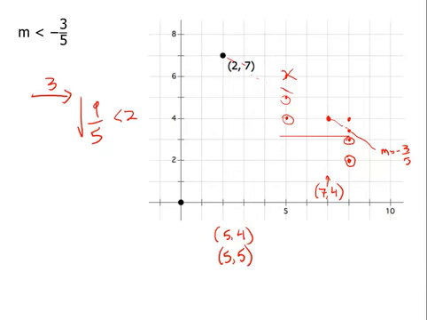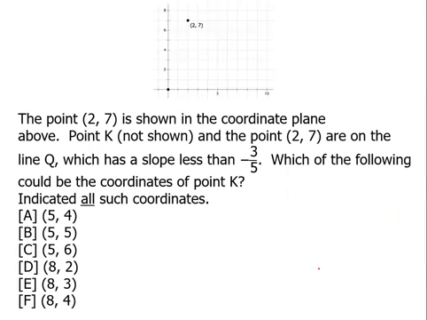They're below the line, and if we connect a line from 2,7 to either one of those points, we're going to have something that is steeper, more negative than negative 3/5. So those work, but this one doesn't work. The 2 that work there are 8,2 and 8,3. So those 4 points work. And so we come here and we select those points. And that is A, B, D, and E.